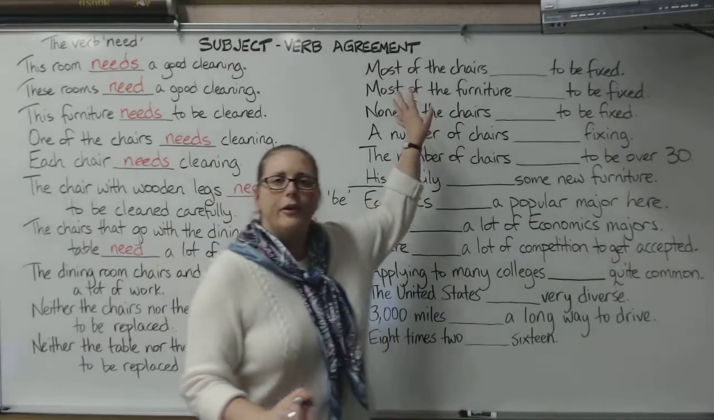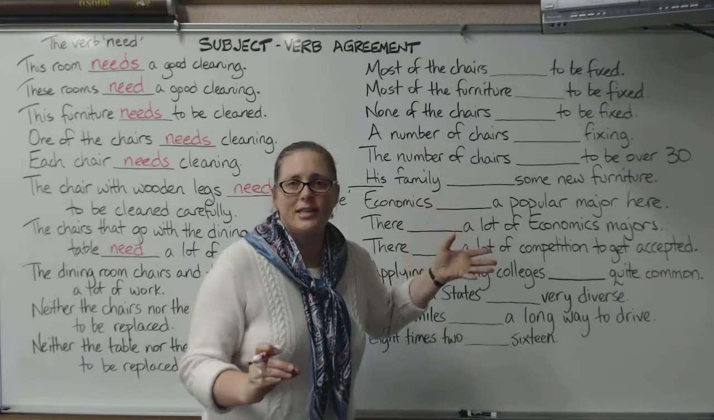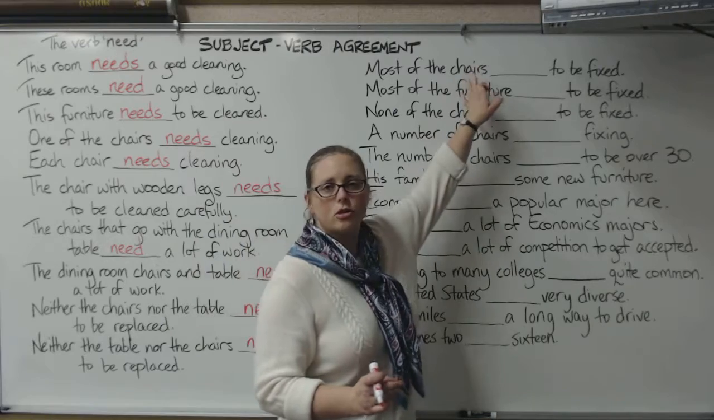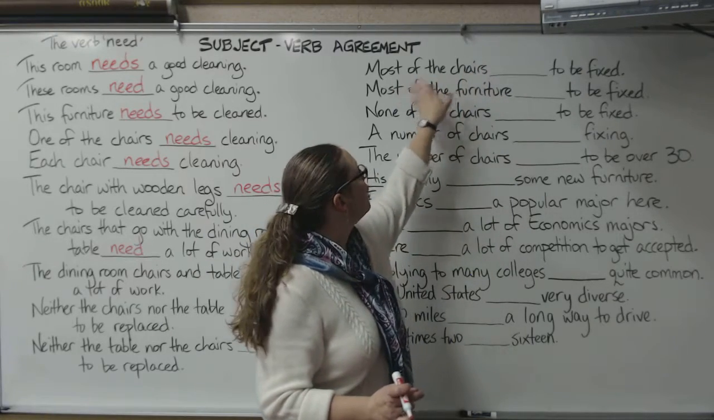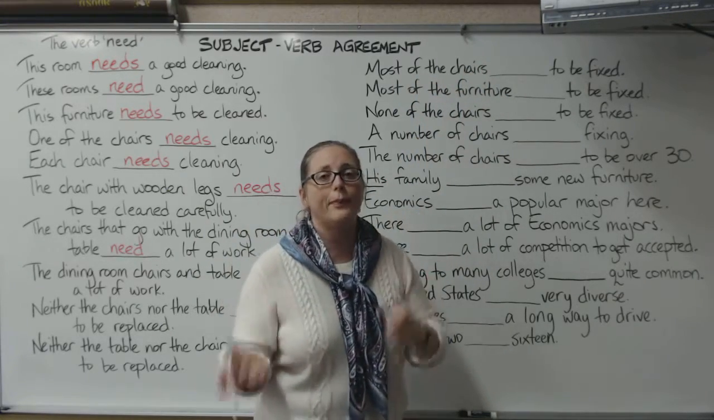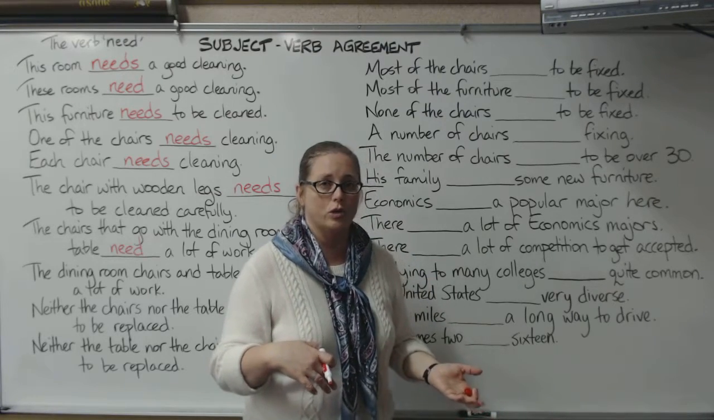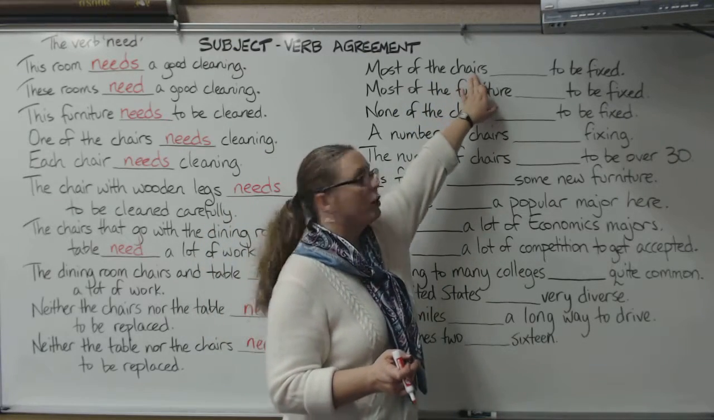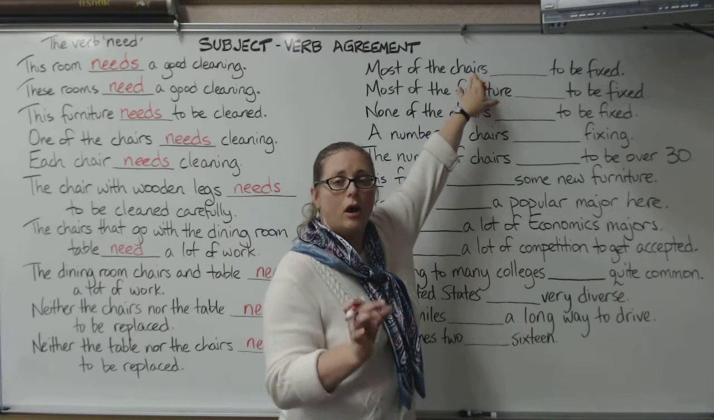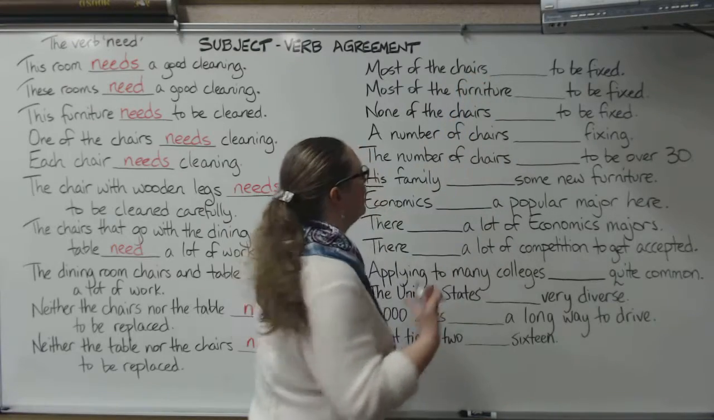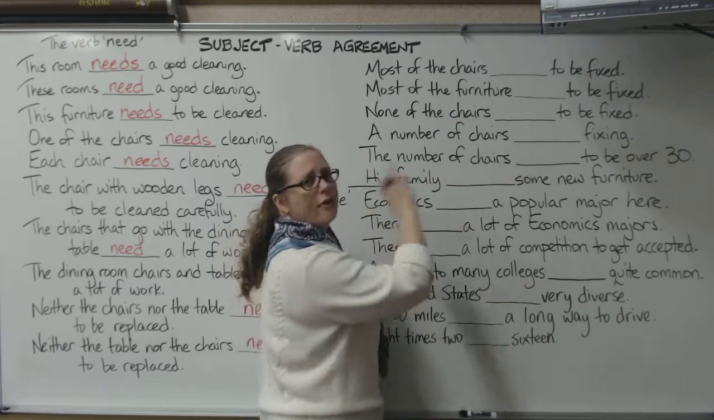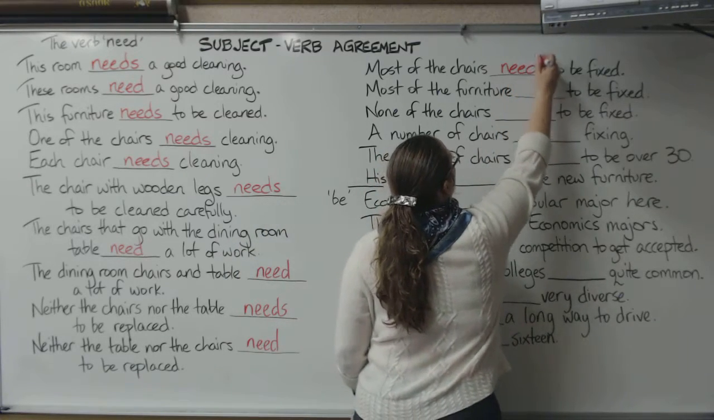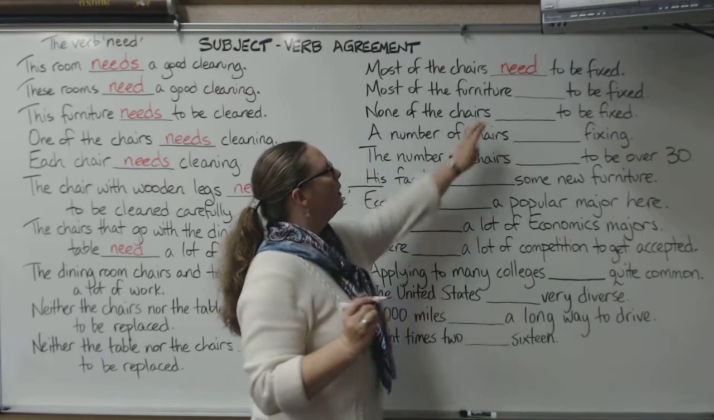When you have phrases of quantity, these ideas of quantity, you look for what it is describing. Here, most of can describe count or non-count. If it's count, of course, it needs to be plural. So here we have a plural count noun. This is our head noun, actually, in this case. It's what the most of is talking about. So most of the chairs need to be fixed.